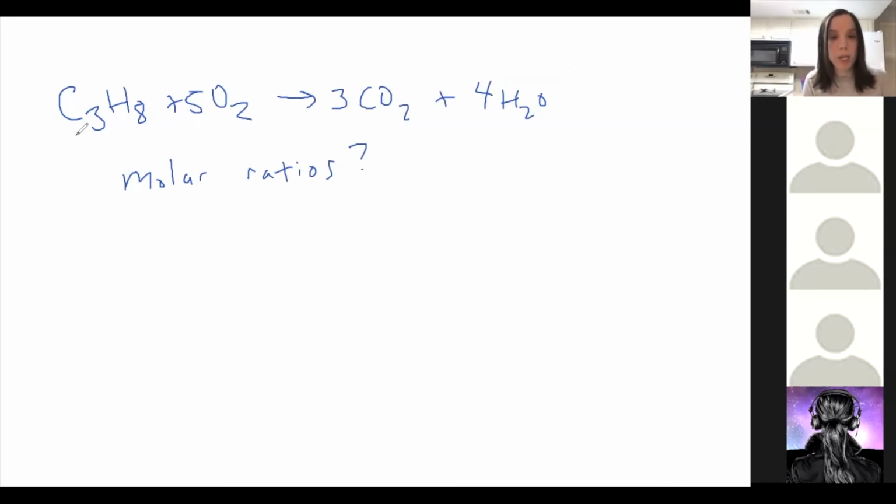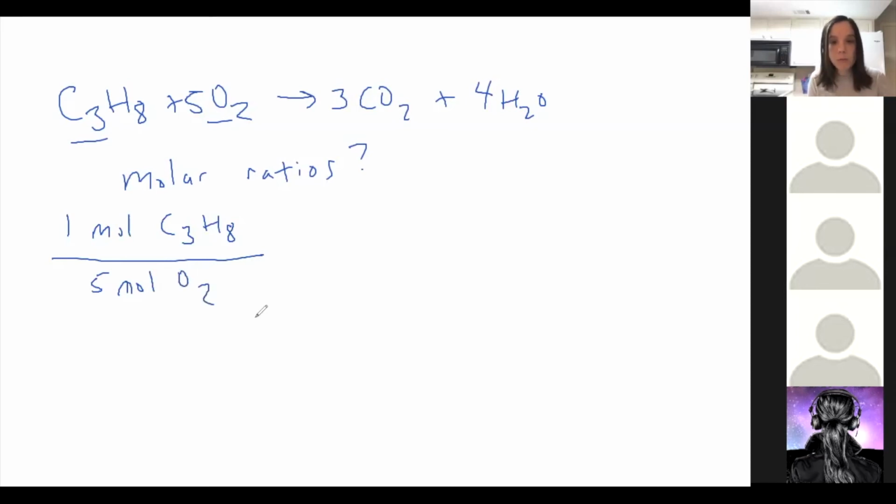So we could relate propane to O2. So we would say for every 1 mole of C3H8, we need 5 moles of O2. And anytime we have one of these, we can always flip it around. So we can also write it like this, where it's 5 moles of O2 over 1 mole of C3H8.